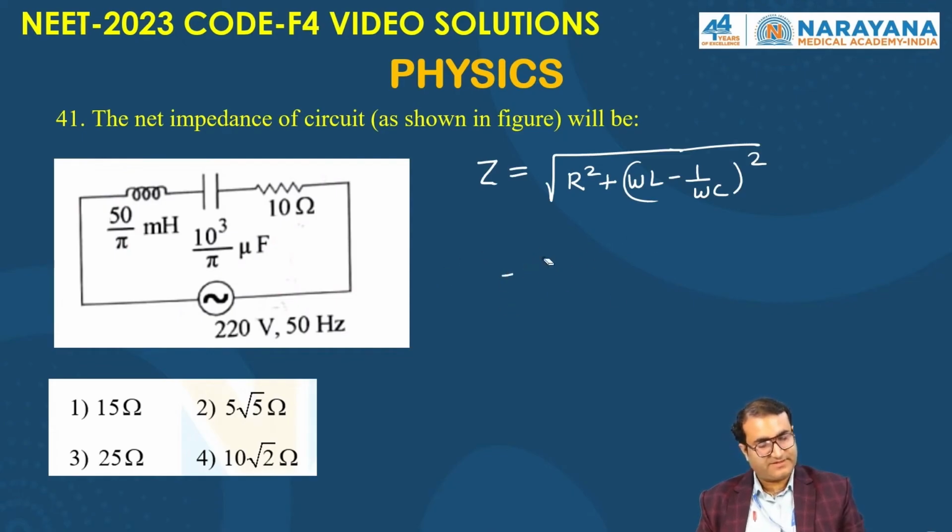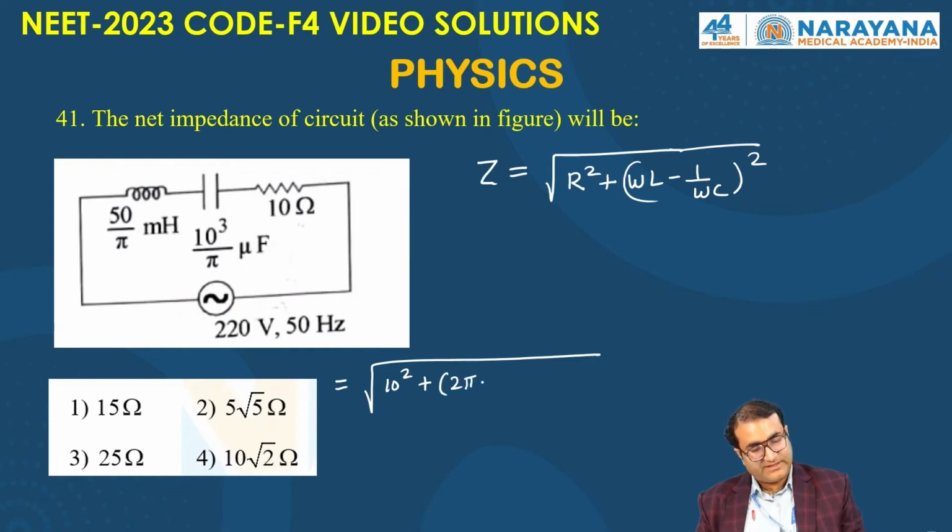Just wait, I don't have space here. I'll write it here. Under root of 10 square plus, omega is 2 pi f, so 2 pi into 50. L is 50 by pi millihenry. So we can write as 50 by pi into 10 power minus 3, minus 1 by 2 pi into 50 into 10 power 3 by pi into 10 power minus 6, whole square.